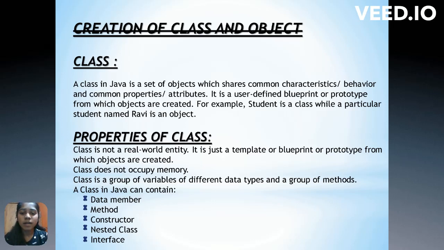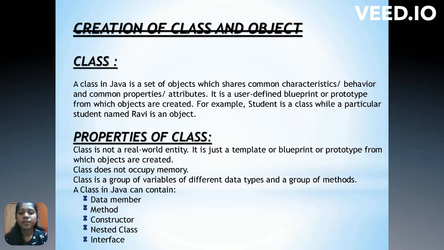A class in Java is a set of objects which share common characteristics or behavior, or common properties or attributes. It is a user-defined blueprint or prototype from which objects are created. Let us take an example: there is a student in a class, and a particular student named Ravi is an object. So the student is a class and the particular name, Ravi, is called an object.